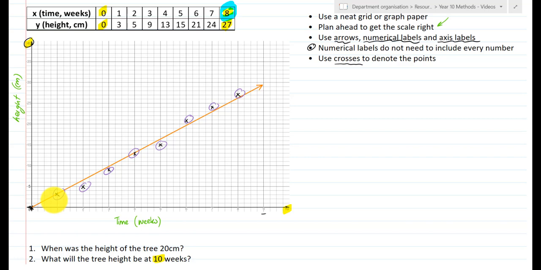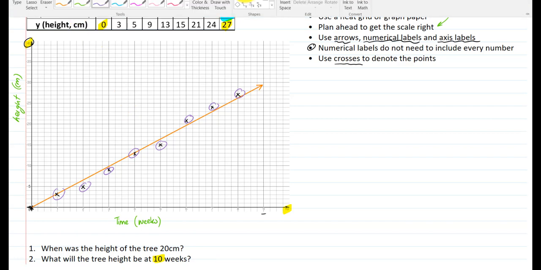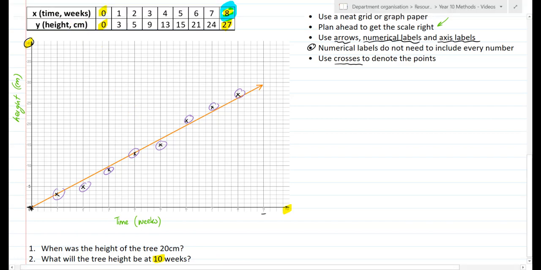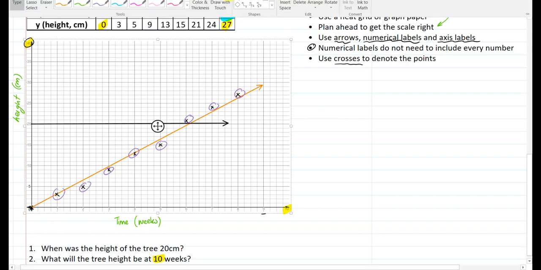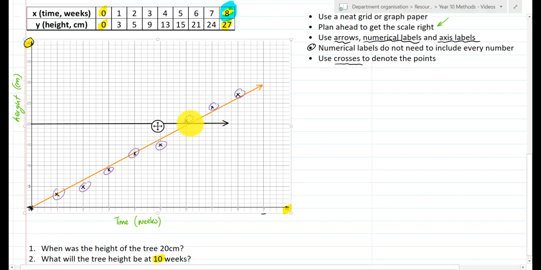So the first thing is, when was the height of the tree 20 centimeters? So what I do now is I get another line, and I go from 20 centimeters and I find where it hits my line, which is here. And then I go from there down, and I find that it's actually predicting it'll be 20 centimeters in 6.2 weeks.